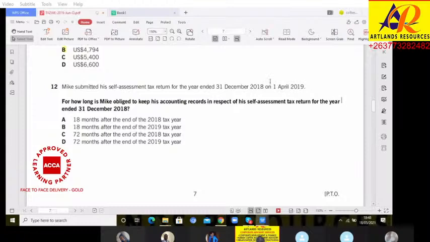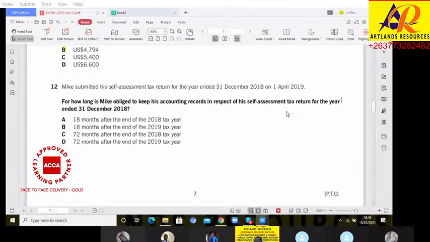The period is counted from the date you submit the return, from the year end, 31 December. From that year end you need to keep records for 6 years. Let me repeat: records are kept for 6 years from the period end. Remember the period end, I see the submission date, I see the due date.